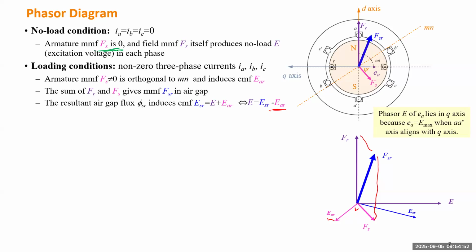So that can explain why the E_SR is shorter than the capital E. Okay.